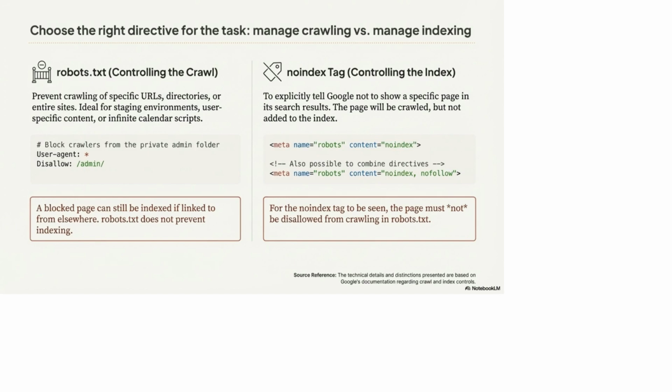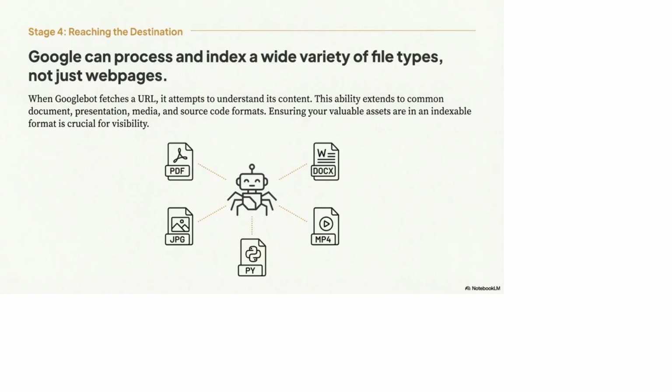Robots.txt controls the crawl, preventing access to specific URLs. The noindex tag controls the index, telling Google not to show a page in search results. Stage 4 focuses on content.